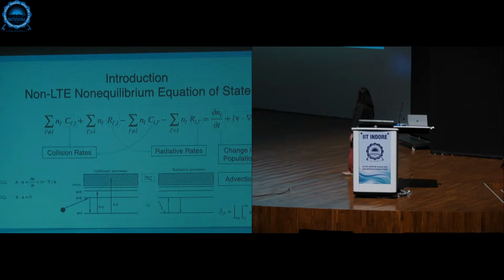In this case, the rate system looks something like this here, with the collisional and the radiative rates similar to the kinetic equilibrium approximation. But on the right, you do not have 0 anymore, but you have the rate of change of populations and an advection term.